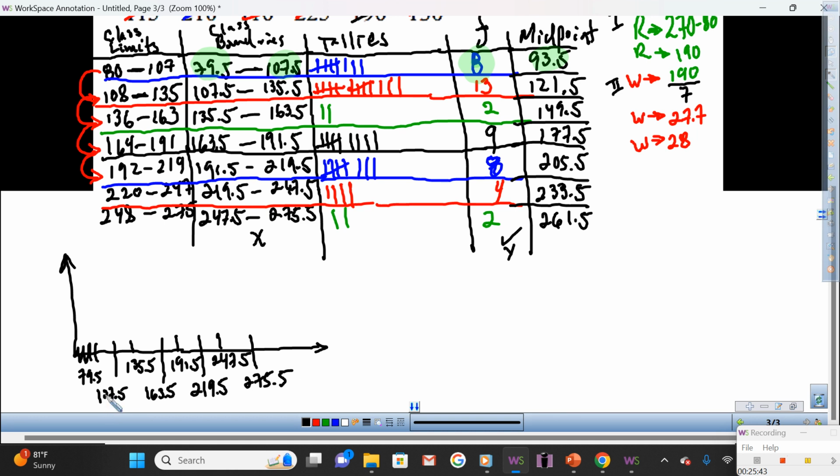Oh, my bad. Did I skip? 107. Oh, it's 107. My bad. 107. All right, and our frequency goes from 2 all the way to what number? 13. You guys want to go by 1s, 2s, or what? By 2s? All right. So we go 2, 4, 6, 8, 10, 12, 14.